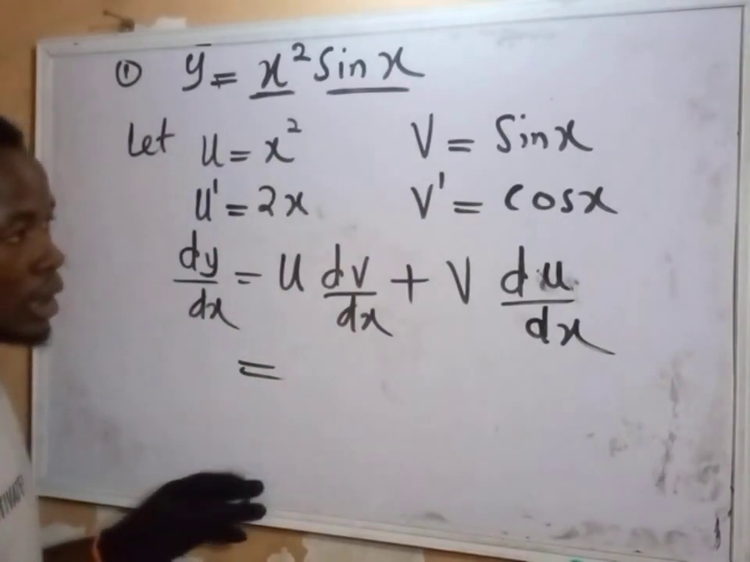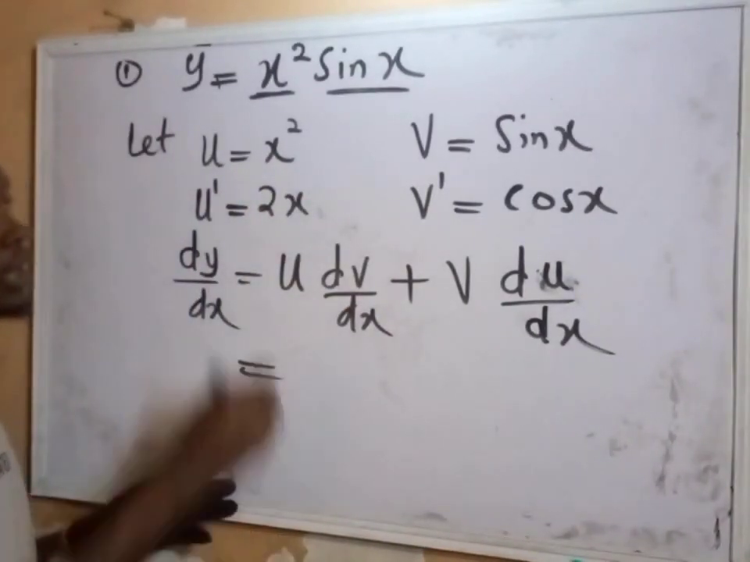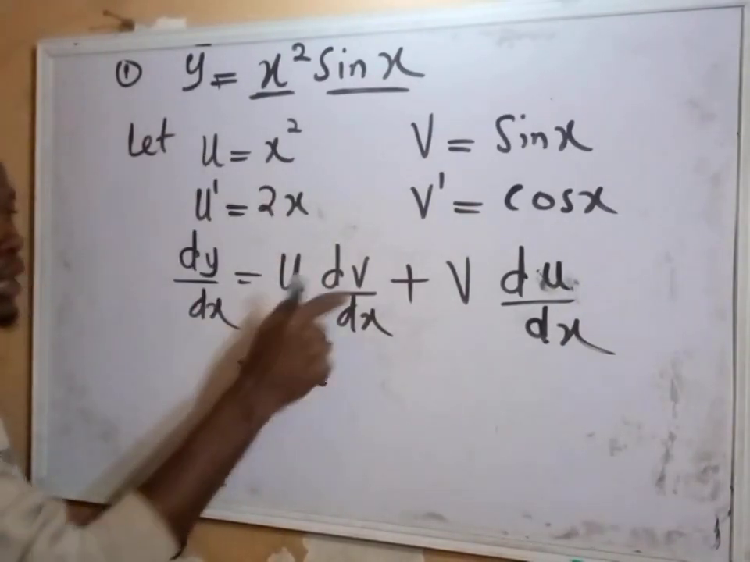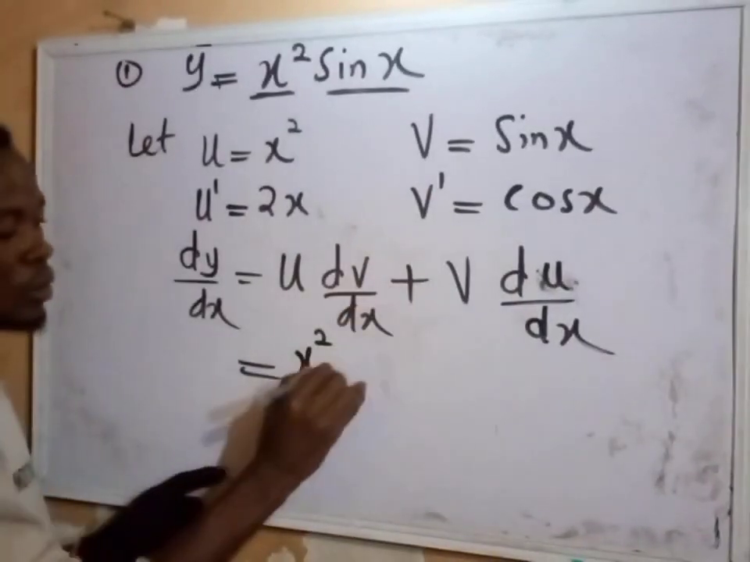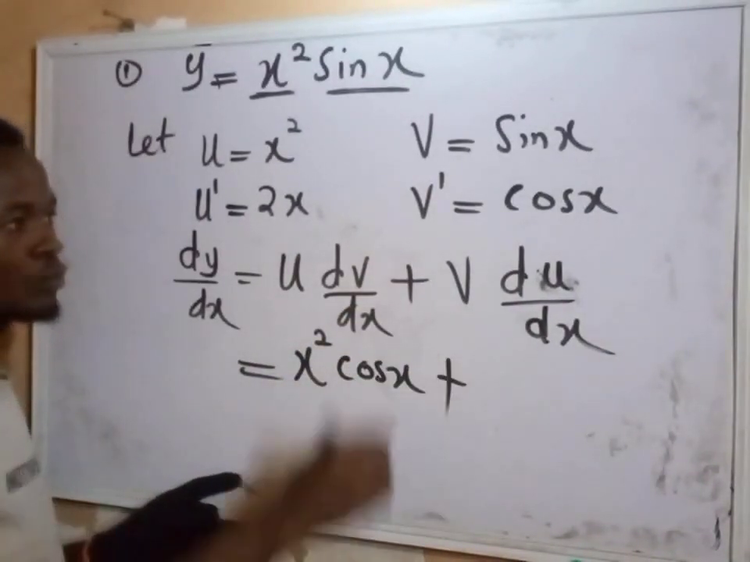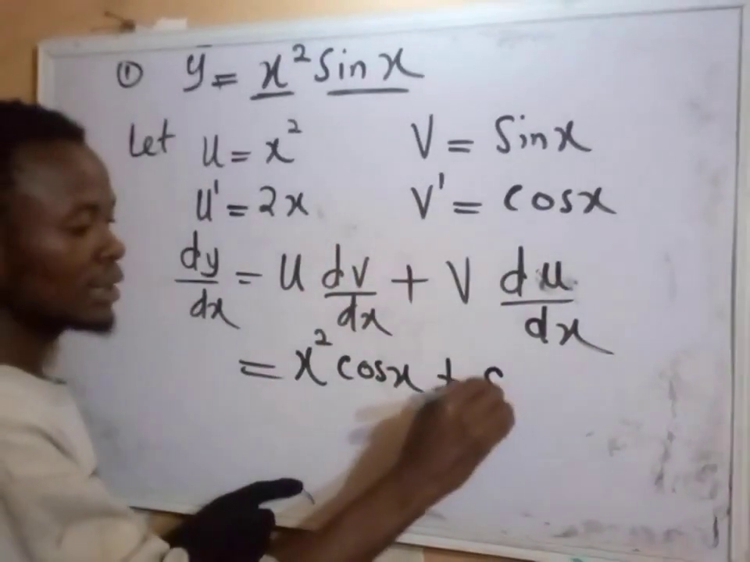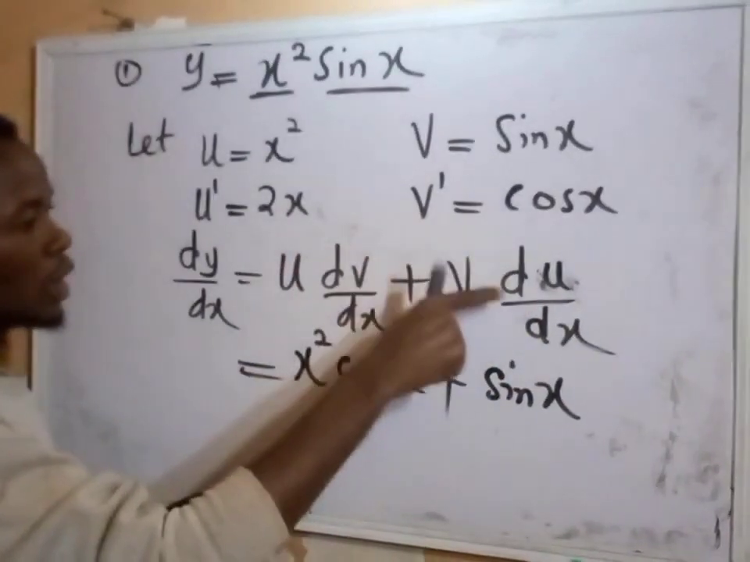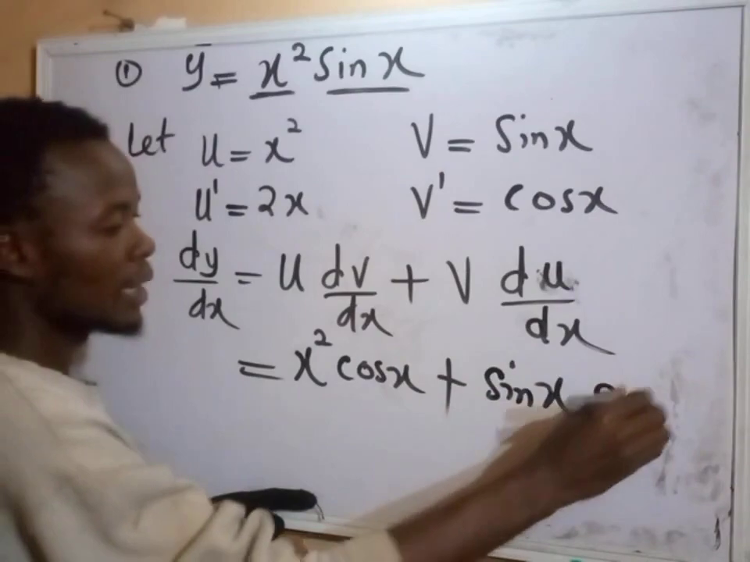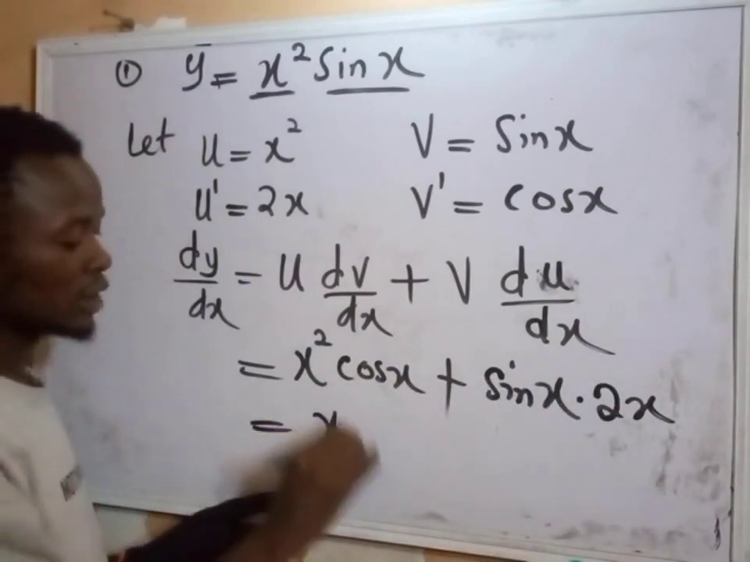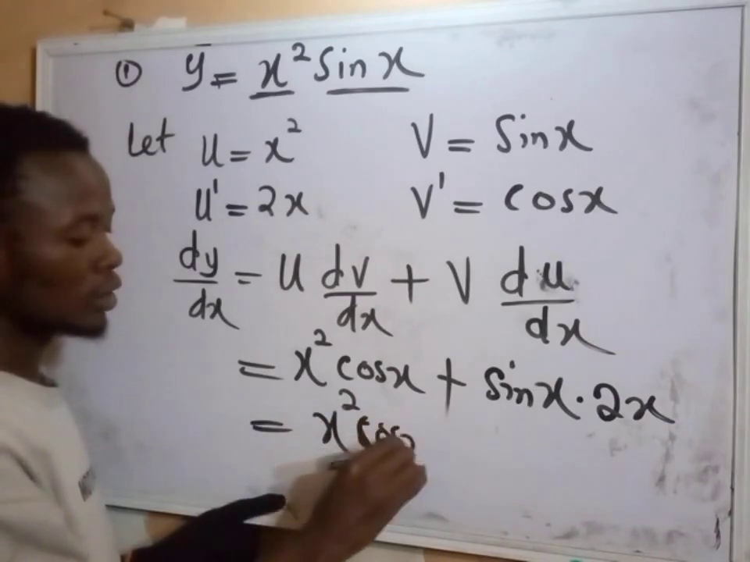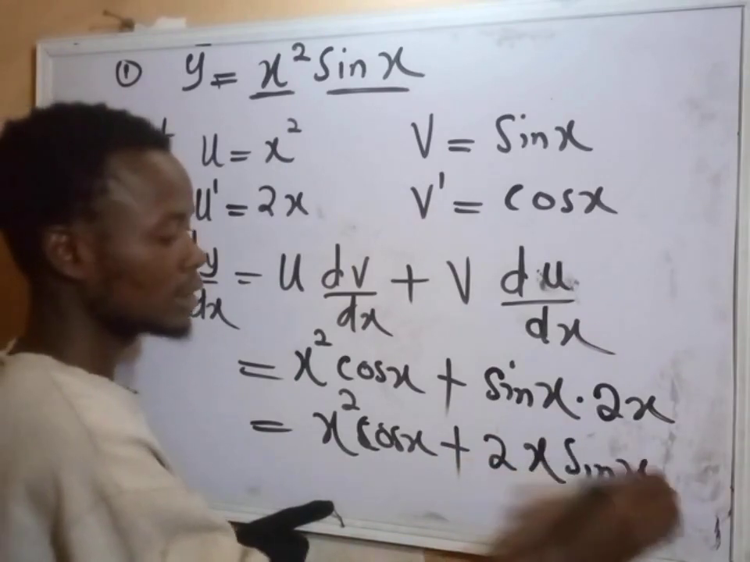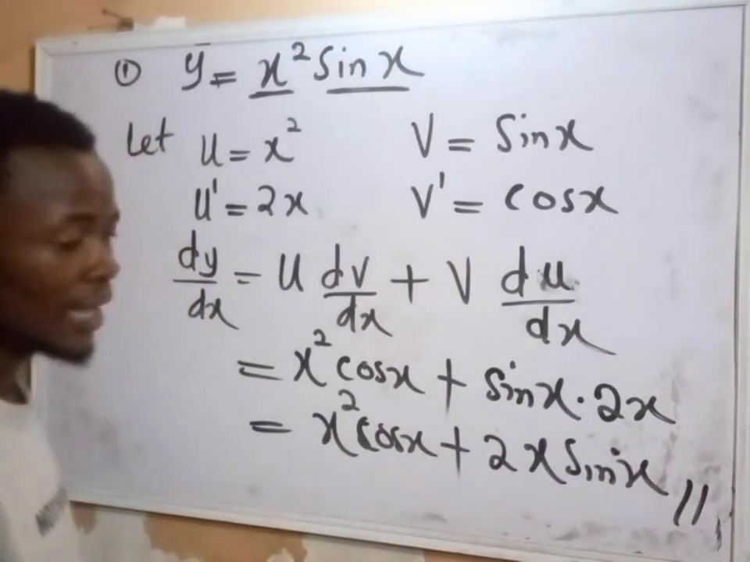I've provided the ingredients, the parameters that we need. Here is our u, we write u, then the derivative of v, which is this, we place it, plus we have our v as well, which is sine x, then the derivative of u, that is 2x, multiplied by 2x. So here we are going to have x squared cos x plus 2x sine x. You can leave the answer like this, or if you like, you can factorize.